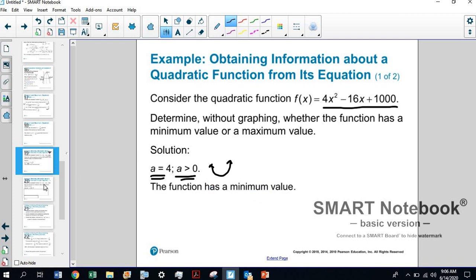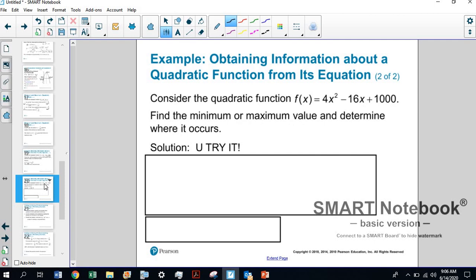All right, how do we find what that value is? Well, I want you to try it. Give it a shot. Hit pause on the video and find the, we've already determined, right? It is a minimum value. So find the minimum value and determine where it occurs. Hit pause and give that a shot.